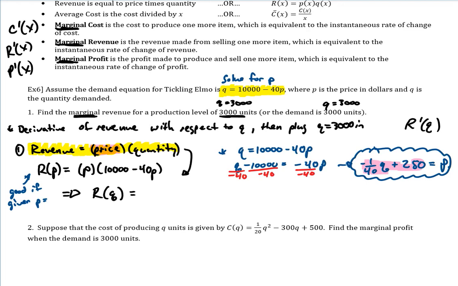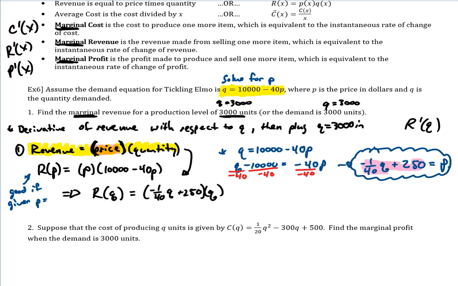This time it will be R of Q equals the price, which is this expression in blue. So the negative 1/40th Q plus 250. Okay, so that was that portion. And then the quantity is just going to be Q. So the quantity is just Q like that. Okay, so there's all of our work. So sorry it's a little messy.